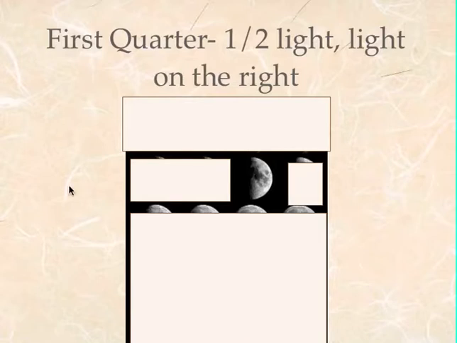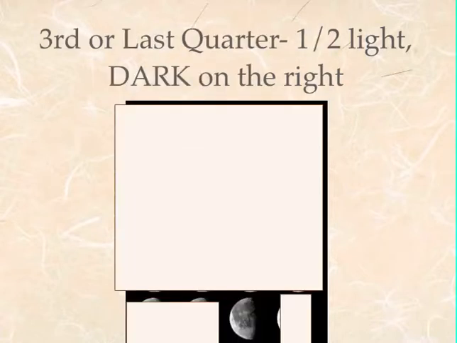The first quarter moon is when it's light on the right, halfway lit up, halfway dark. Light on the right half, a first quarter. And the opposite of that is a third or last quarter moon, where half of it's lit up, half of it's dark, dark on the right side.